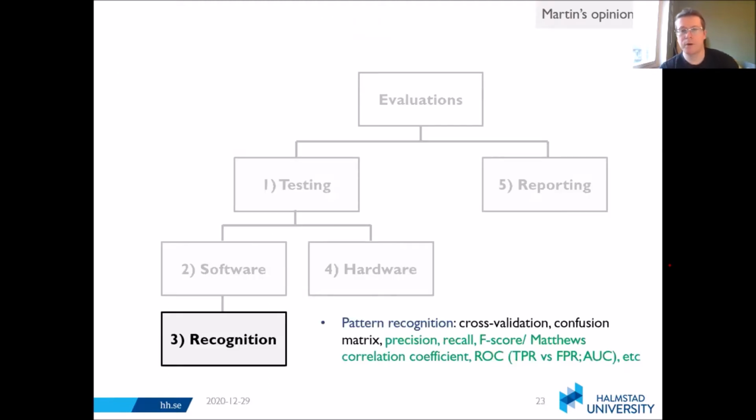Okay, now we go on to a special case of testing software, testing recognition. We have many different metrics for testing recognition systems. We usually use cross-validation to get some type of accuracy. We use a confusion matrix to determine where the algorithm has problems with which classes. And for people who want to know more, there are many other measures like precision and recall.